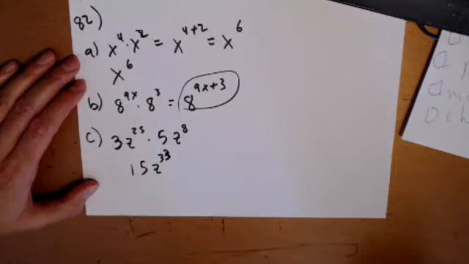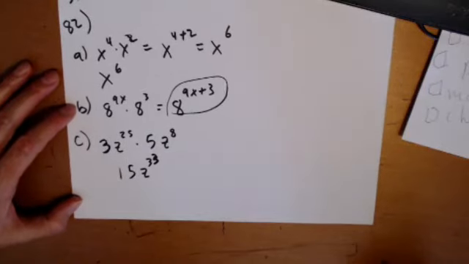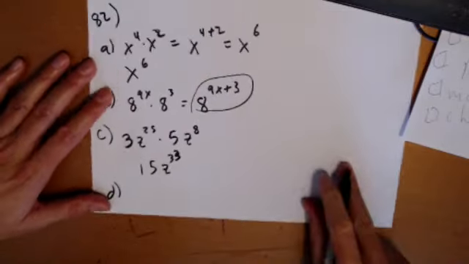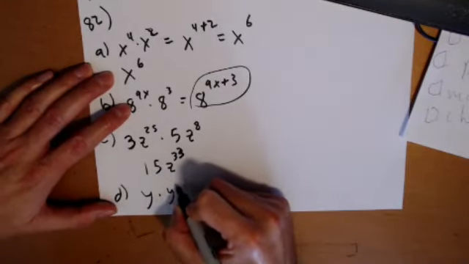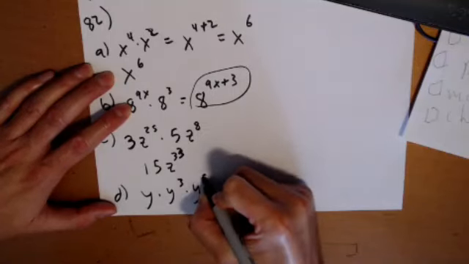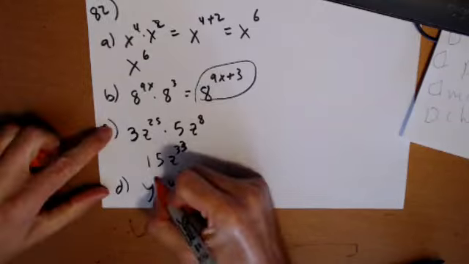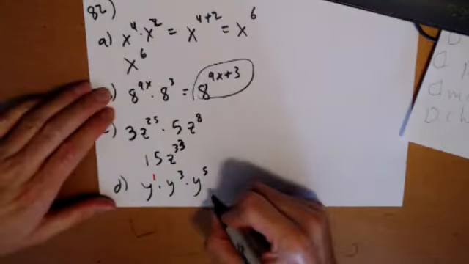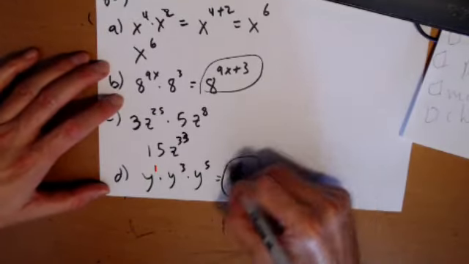Z to the 33. 25 plus 8 is 33, I'm hoping. Okay. D, we have y times y cubed times y to the 5. Isn't y technically y to the 1? Sure. So now there's 1, 3, 5. Just add them all up. Y to the 5 plus 3 plus 1. Y to the 9. Ta-da!